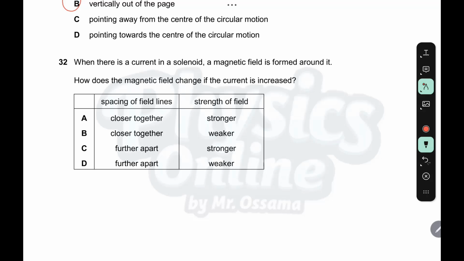When there is a current in a solenoid, a magnetic field is formed around it. How does the magnetic field change if the current is increased? Spacing of the magnetic field: when the current increases, the magnetic field strength increases, of course. So the spacing will be closer to each other and the strength will be stronger. So the answer is D. The answer is A.